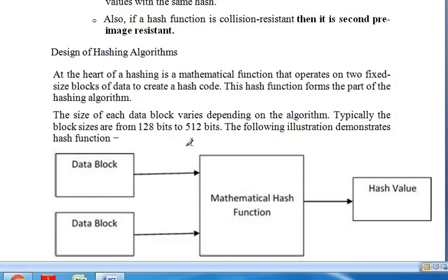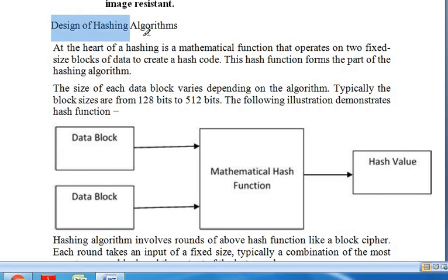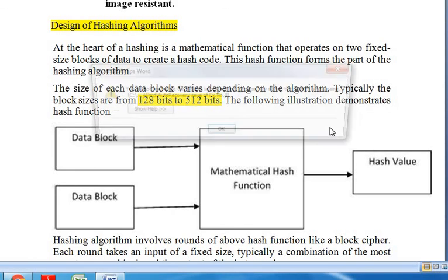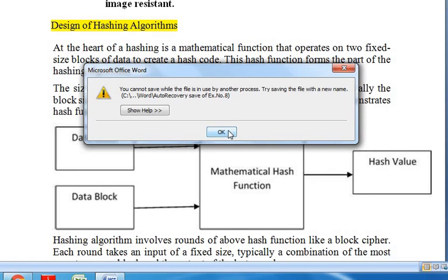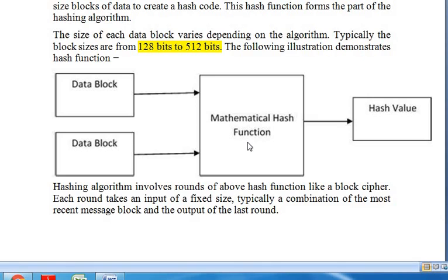Now let's see how the hash works. The hash function takes different data blocks and gives the hash value. So what is the size of a data block? The size of the data block may be 128 bits to 512 bits. The bit size changes. For the different data blocks of 128 bits and 512 bits, the mathematical hash function gives output as a hash value.